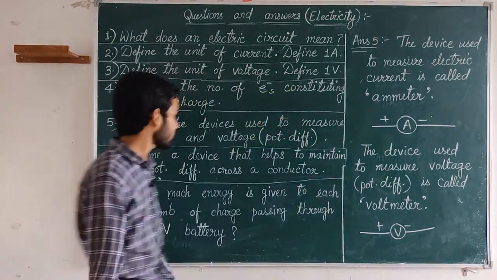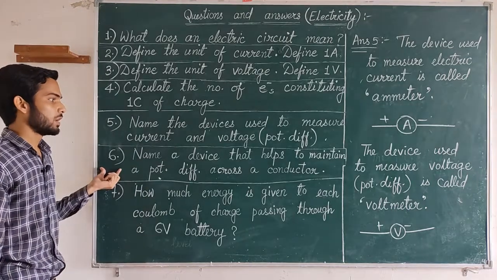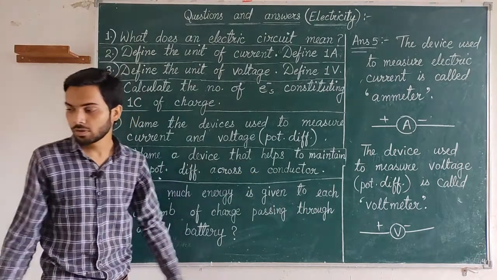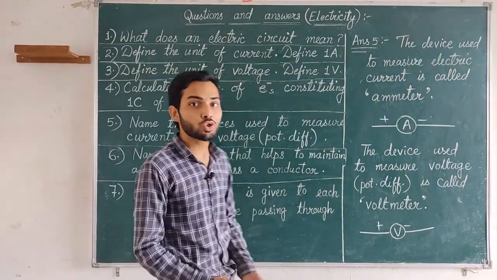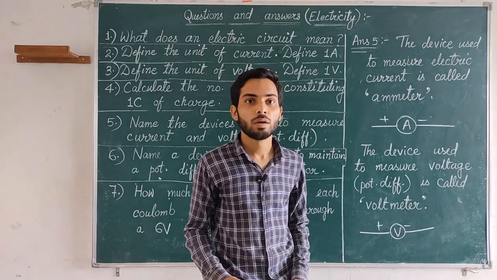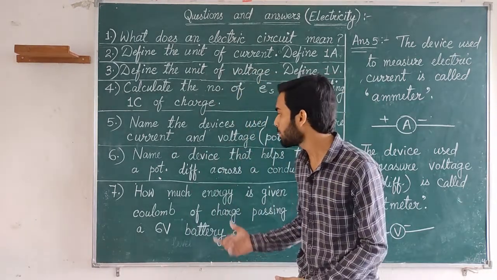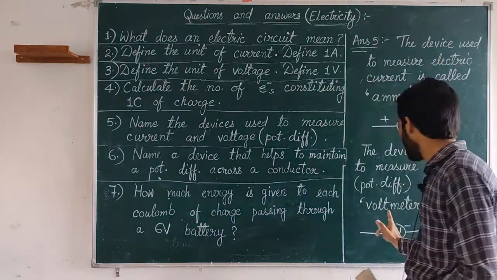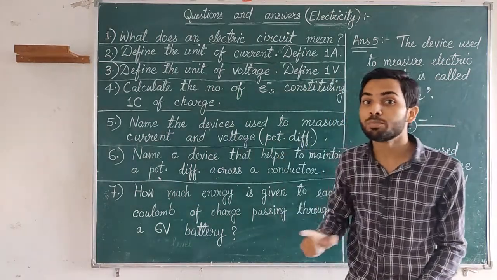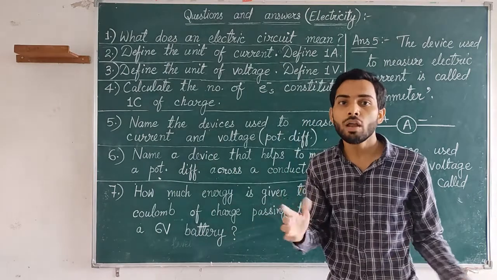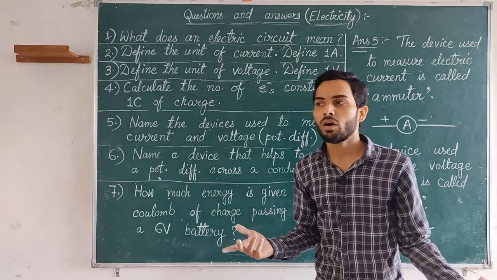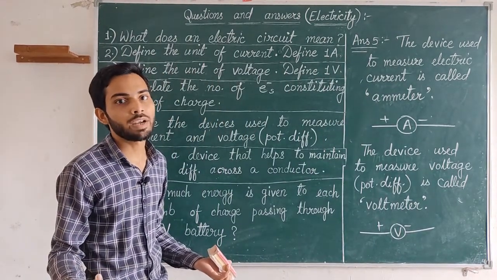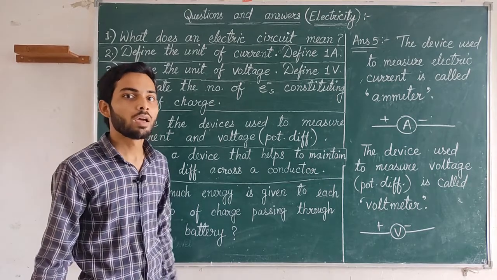Remember this thing. Now our question number 6 is, name a device that helps to maintain a potential difference across a conductor. What is the device which is used to maintain a potential difference? The device which is used to measure the potential difference is known as voltmeter, but the device which maintains the potential difference is called a cell or a battery. A cell or a battery or any other source of electricity is known as the device which is used to maintain a potential difference across the two terminals of a conductor.